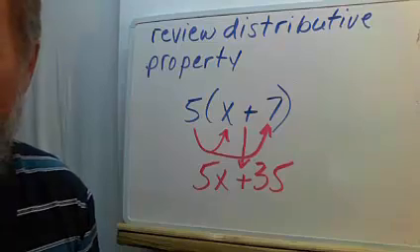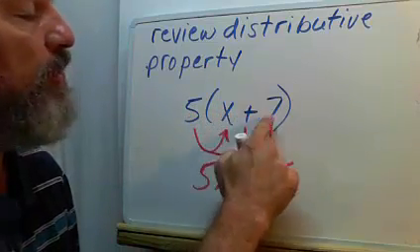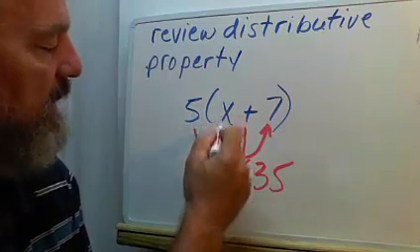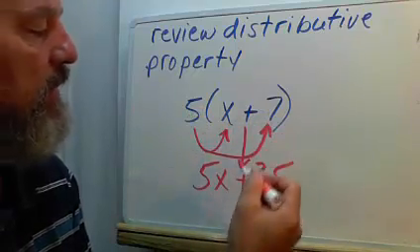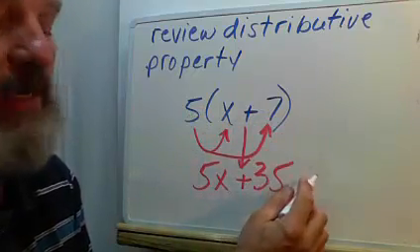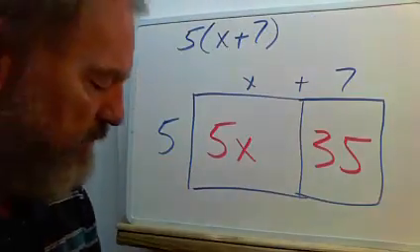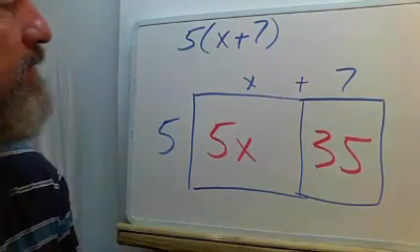And what we need to do in this situation is distribute the 5 over both terms inside the parentheses. So 5 times x would be 5x. 5 times a positive 7 would be a positive 35. Okay? Now there's another way to look at this, and I want you to learn to do this if you haven't done so already in the past.